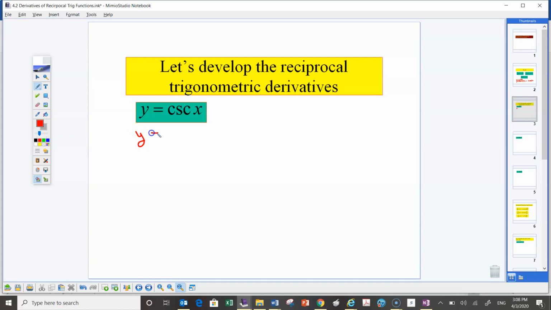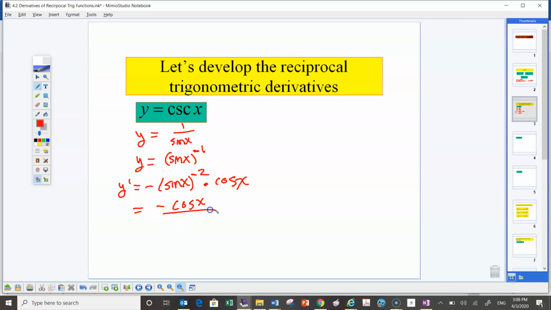So the first thing I'm going to do is rewrite cosecant as 1 over sine x, and then write that as sine x to the negative 1, and now I'm going to take the derivative using the chain rule. So the derivative would be negative sine x to the negative 2 times the derivative of sine x, which is cos x. Now, if I simplify, I have a negative cos x in my numerator, and I'm going to move the sine squared x down to the bottom to get this.